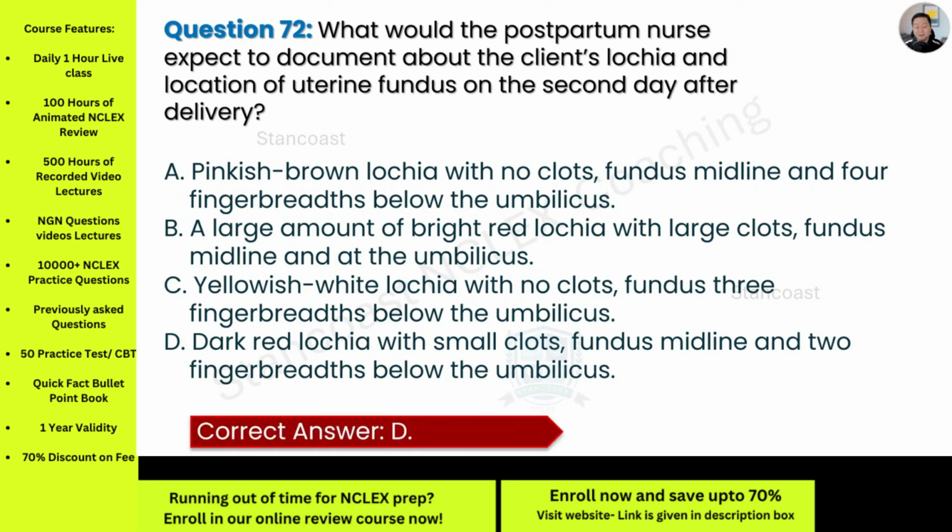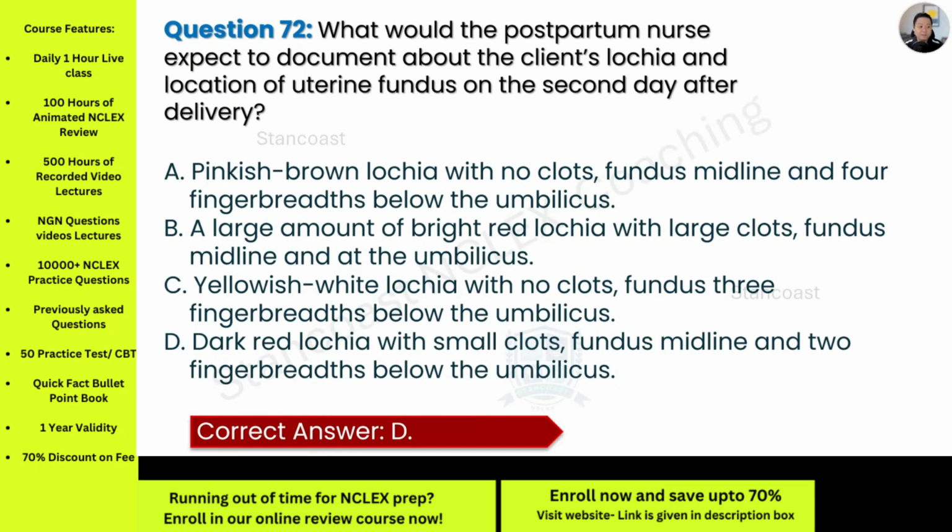On the second day postpartum, the lochia should be dark red. That's the lochia rubra with possible clots. And the fundus is expected to be about 2 finger breadths below the umbilicus, which reflects the normal involution process during this time. So if you selected letter A, this is incorrect. The pinkish brown lochia, this is what we call serosa. This typically can appear around days 4 to 9 postpartum. So this is incorrect for day 2. And in addition to that, the fundus should not be 4 finger breadths below the umbilicus on day 2.